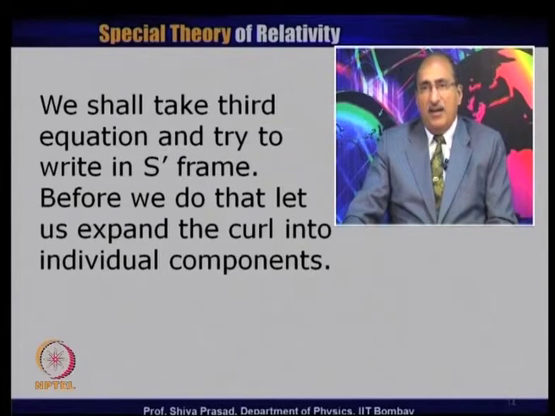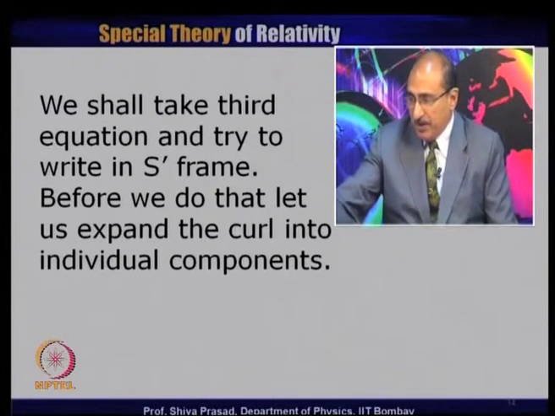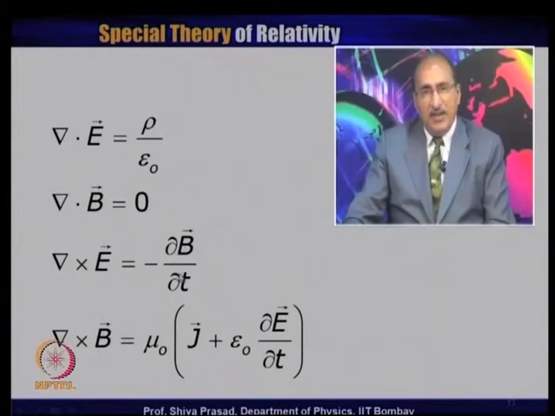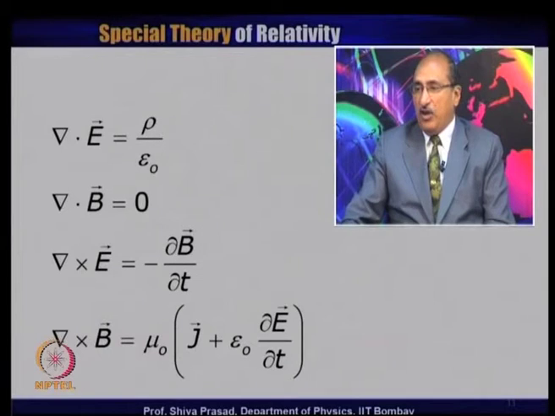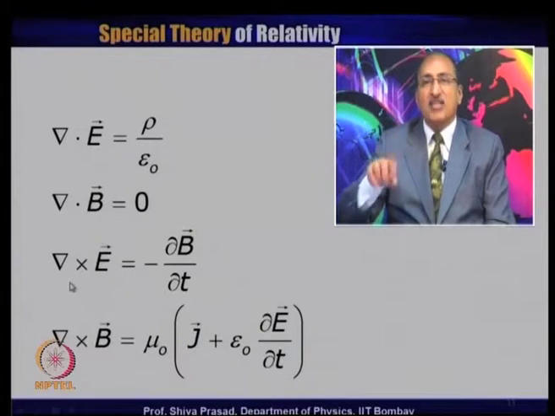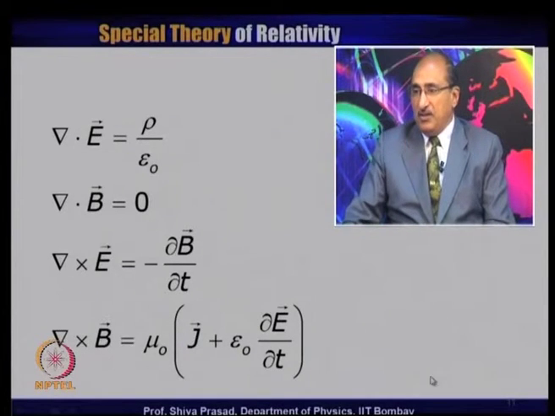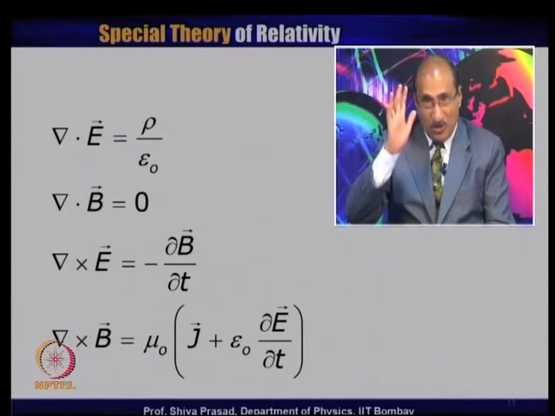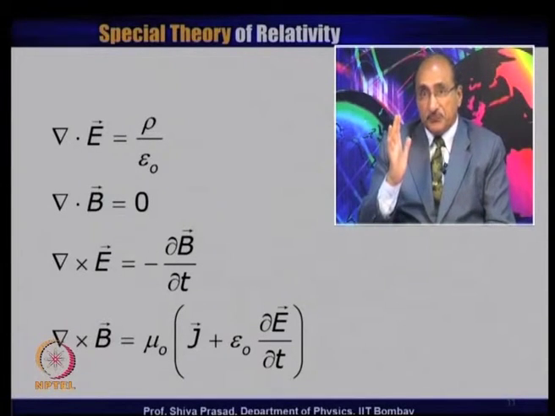But before we do that, let us expand this curl into individual components. Remember, there is a curl of the electric field, and here you have the time derivative of the magnetic field. So, let us first write this in component form. These components will of course be in the form of x, y and z, and on the right hand side you will have the time derivative. Now, I will change these x, y, z to x prime, y prime, z prime, and this t to t prime, assuming that x prime, y prime, z prime, t prime are related to x, y, z, t by the Lorentz transformation, because that is the relativistic transformation.